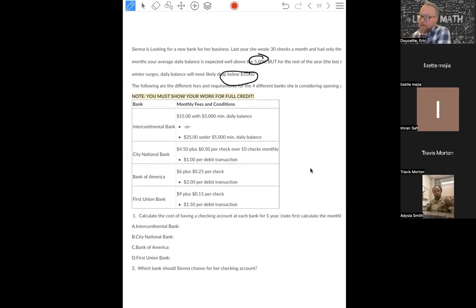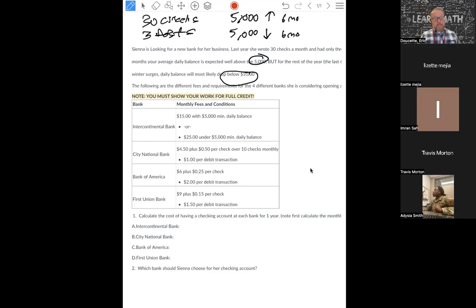Sienna's looking for a new bank, so she wrote 30 checks. Let's write up here, 30 checks. I think she had 3 debits, was all she had for the month. And then she's going to have a $5,000 balance and above for 6 months, but she's definitely going to have a below $5,000 balance for 6 months as well. So that is important because it gets figured into the first bank for sure.